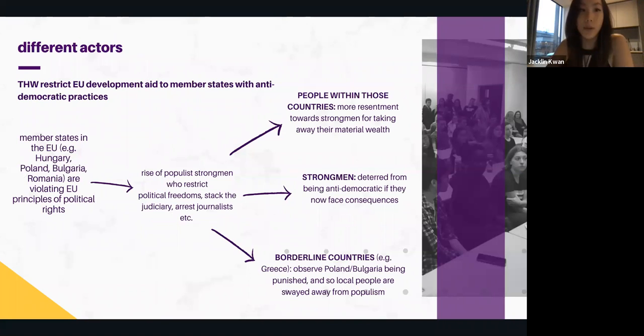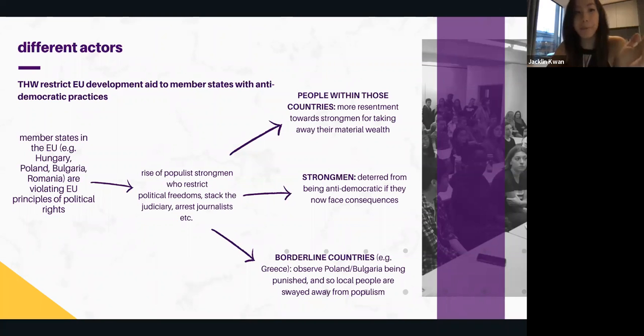So this is the motion. This House would restrict EU development aid to member states with anti-democratic party practices. So here's the problem. Too many states in the EU, like Hungary, Poland, Bulgaria, Romania, are violating EU principles of political rights. You know, they're rigging elections, they're stacking judiciary. This is just not good. And the reason why this has happened is because populist strongmen who have been elected choose to restrict political freedoms, and they arrest journalists, they stack judiciary, and so on.